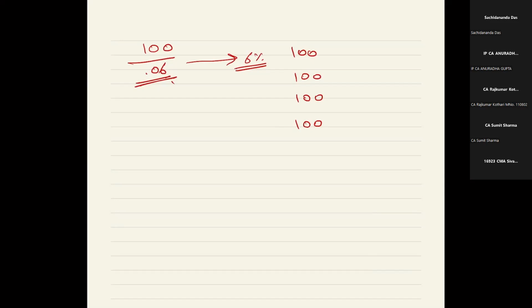Every time in the hurry in the exam, we will make this common mistake, and you will get one option divided by 0.6 also. Okay.